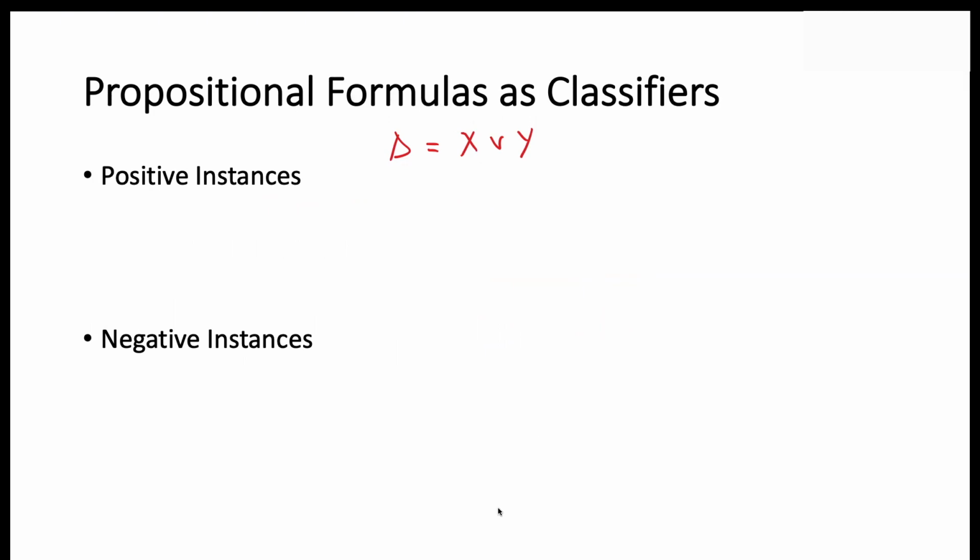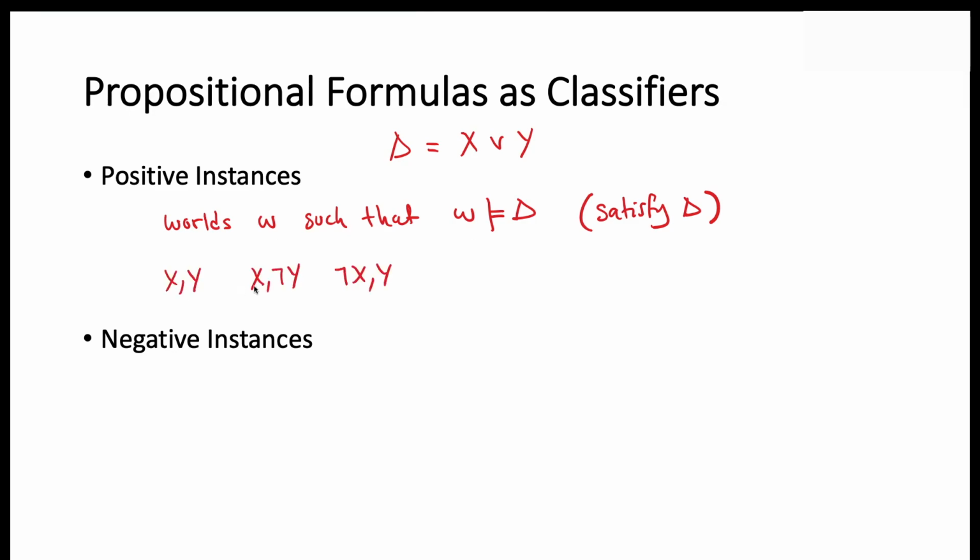Now, what happens here is you can think of delta as characterizing the positive instances, those that satisfy the formula. In fact, in our terminology, we call these worlds, because worlds are full variable instantiations. Those are instances. So worlds that satisfy the formula are basically the positive instances. And in this case, we have three of them: X true, Y true; X true, Y false; X false, Y true. We have three positive instances.